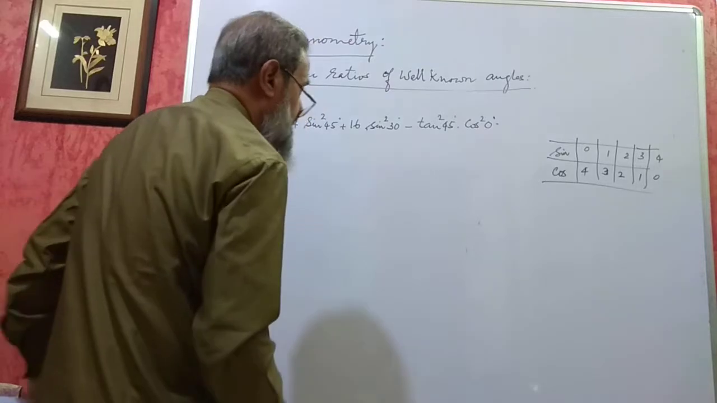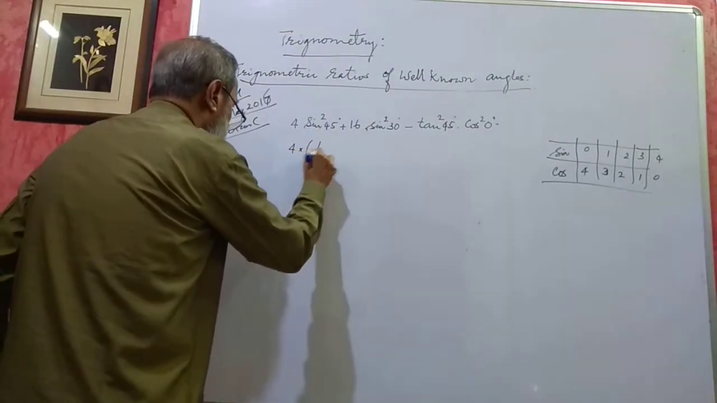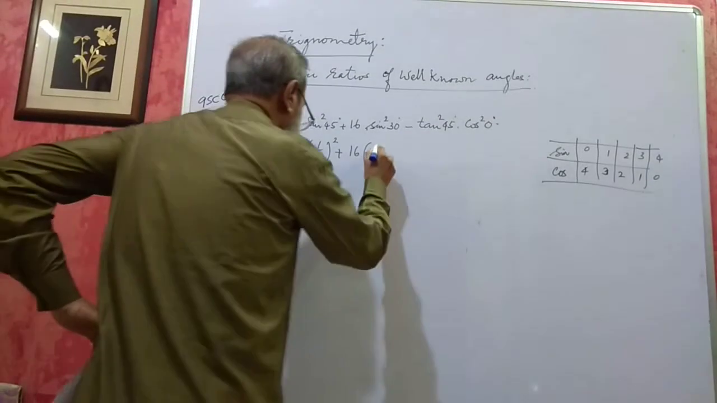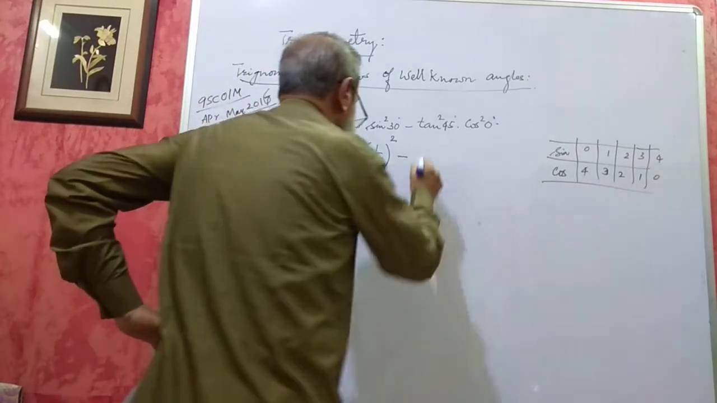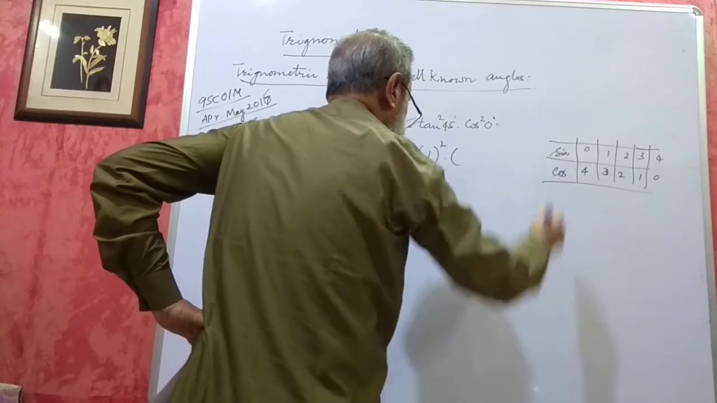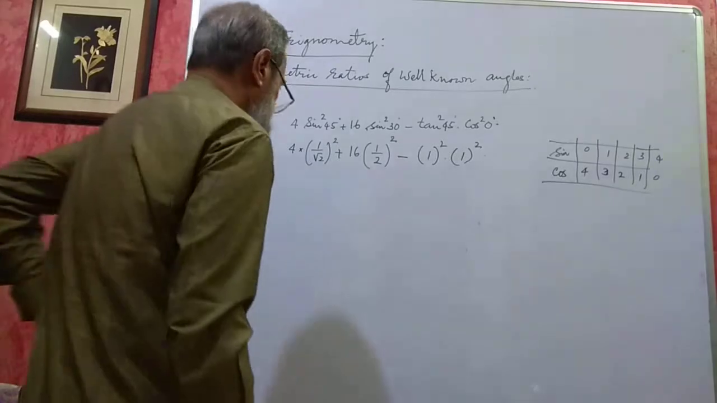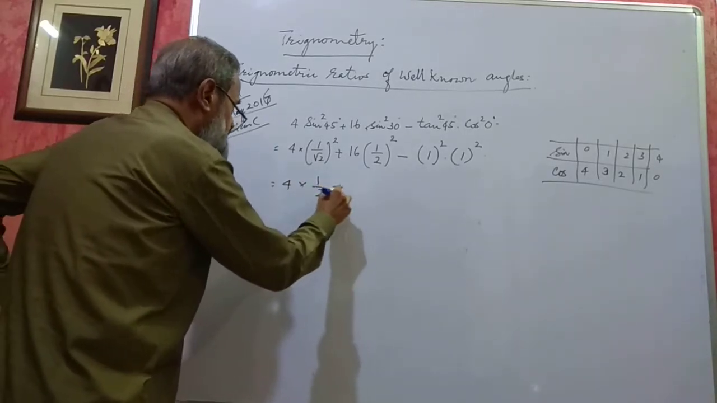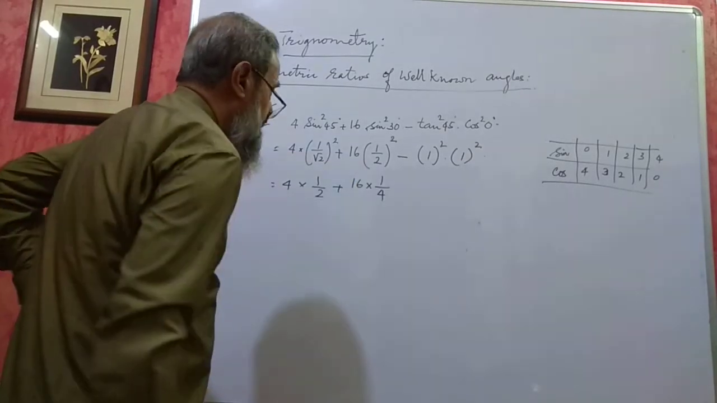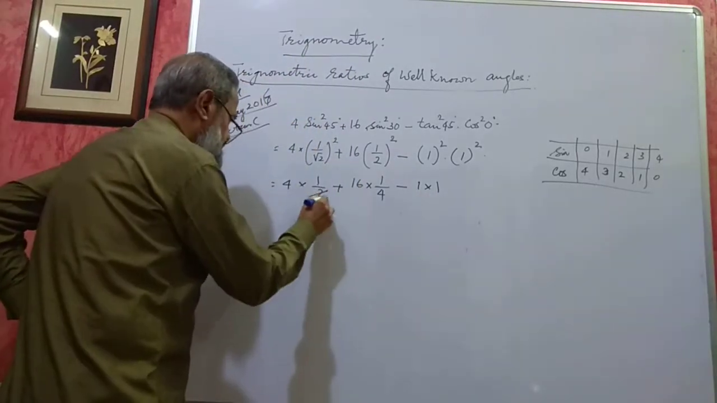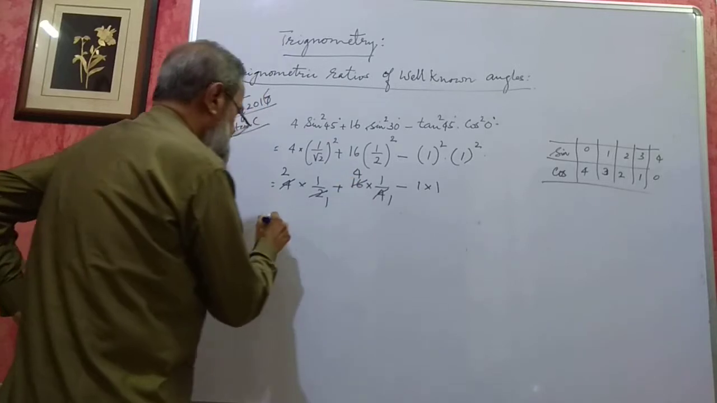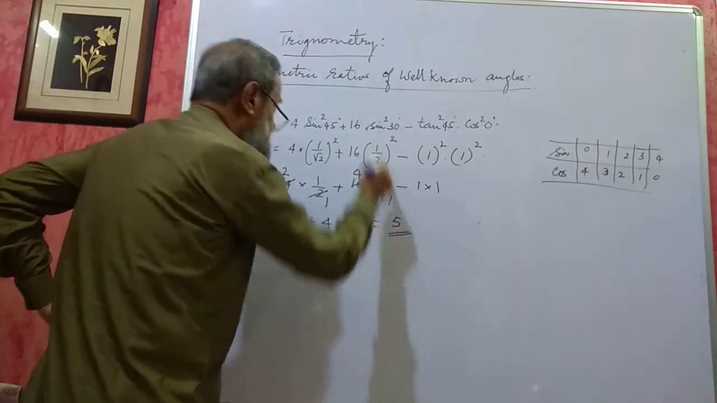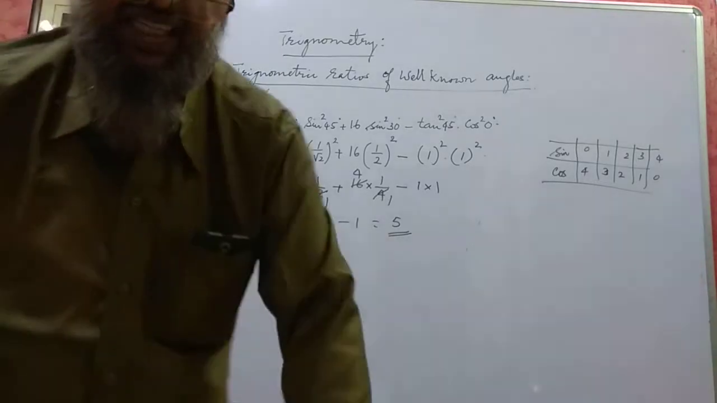Sine 45 will be 1 by root 2. So 4 into 1 by root 2 the whole square plus 16 into sine 30, sine 30 will be 1 by 2 whole square, minus tan 45 is 1 square. Cos 0 is 1. So 1 square. So 4 into, this will be 1 by 2 plus 16 into 1 by 4 minus 1 into 1. 2 1s are 2, 2 2s are 4, 4 1s are 4, 4 4s are 16. So it will be 2 plus 4 minus 1. 2 plus 4 is 6, 6 minus 1 is 5. This is the value of this. We have found out without using either table or calculator.